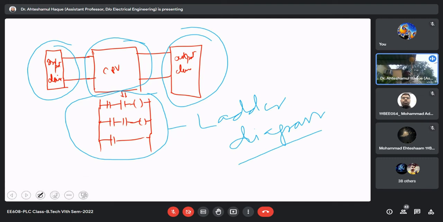लैडर डायग्राम देख के हम बता सकते हैं कि इसके अंदर क्या प्रोग्राम हुआ है, राइट. और नहीं तो हम कैसे इसको प्रोग्राम कर सकते हैं. हाउ टू ड्रॉ ए लैडर डायग्राम and how to read a ladder diagram. Both are equally important, right? So that is to be learned, and that is to be understood properly, and that we will learn in this course, that this is the ladder diagram, and how this will work.